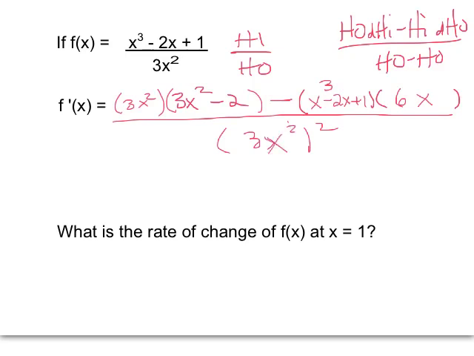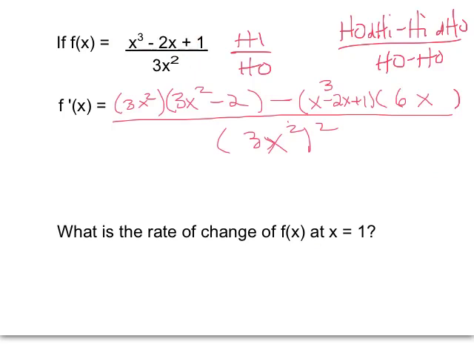X squared squared. So that's why I was thinking to the fourth. So we're squaring the denominator function. Okay. So what is the rate of change on this crazy rational function at x equals 1? Well, all you have to do is plug 1 in anywhere you see an x.